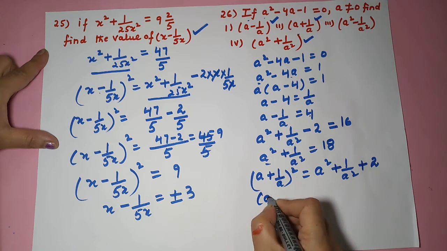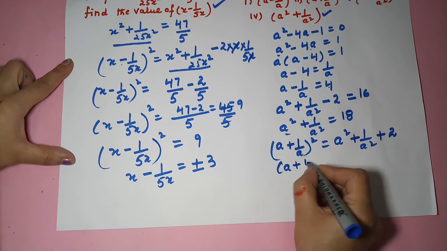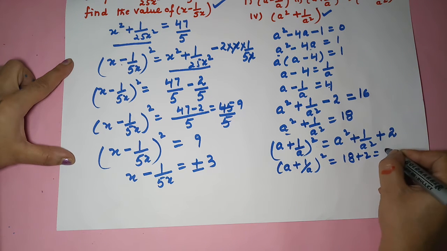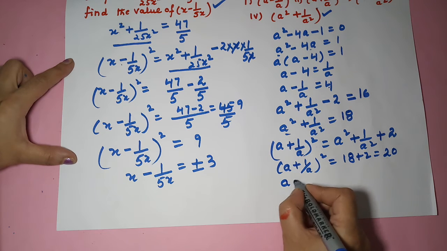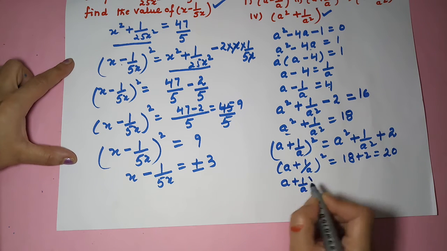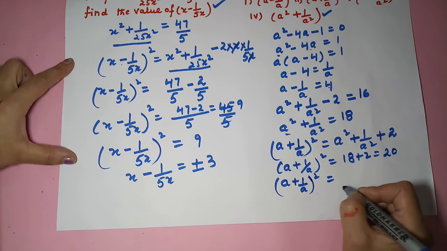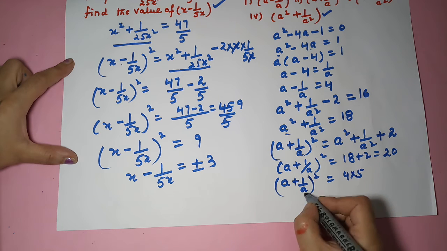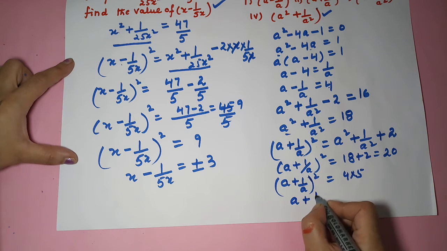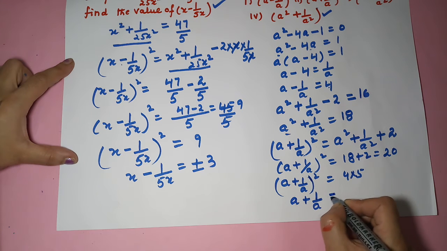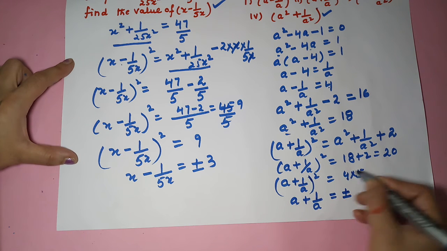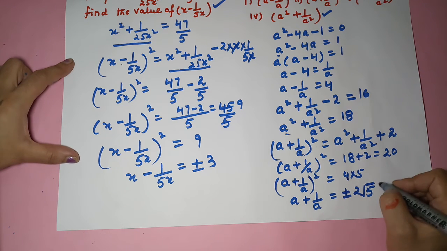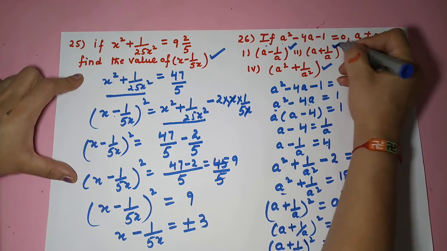So, I will substitute a plus 1 by a whole square is equal to 18 plus 2, which gives me 20. So, I will get a plus 1 by a whole square as 4 into 5 as 20, right? I'll find the factors of this. So, finally, if I take square root on both the sides, I will get a plus 1 by a as plus minus, this 4 will come out of the square root, it will become 2 and root 5, right? I got the value of a plus 1 by a also.